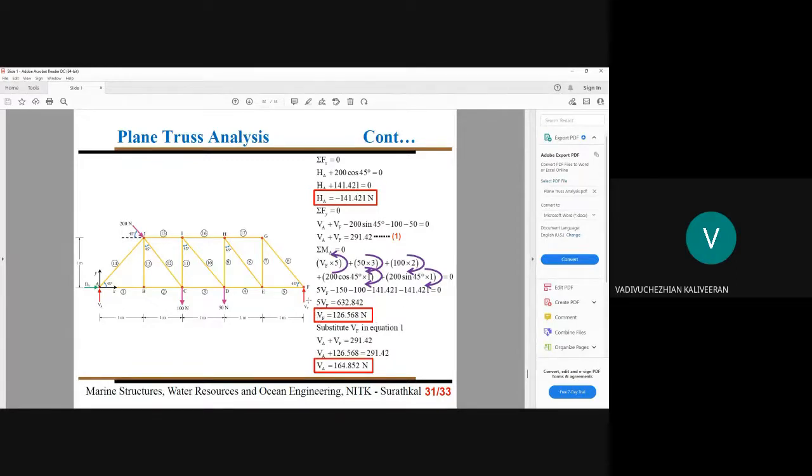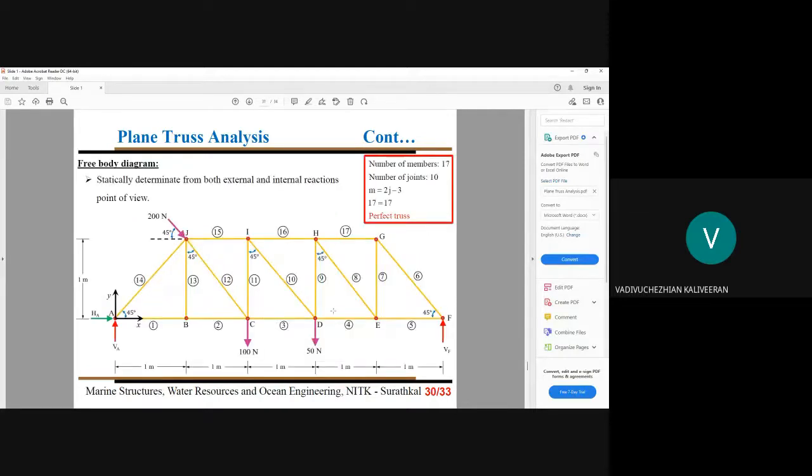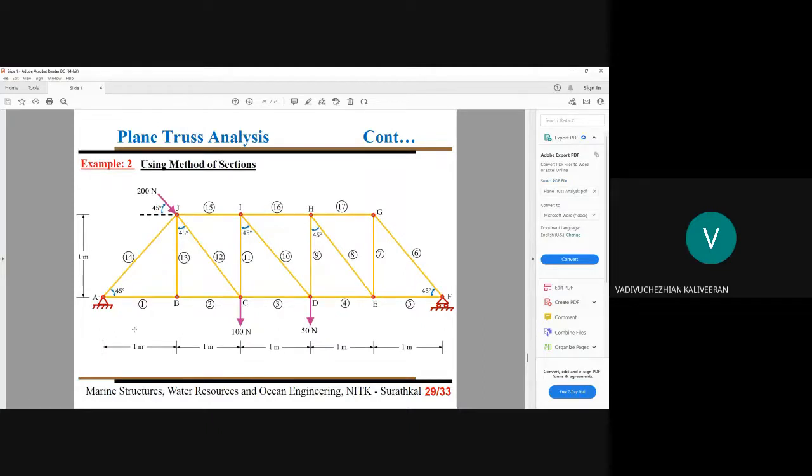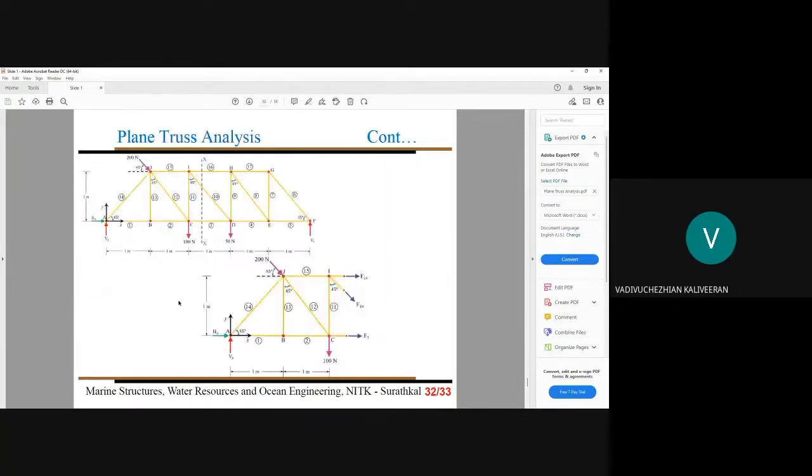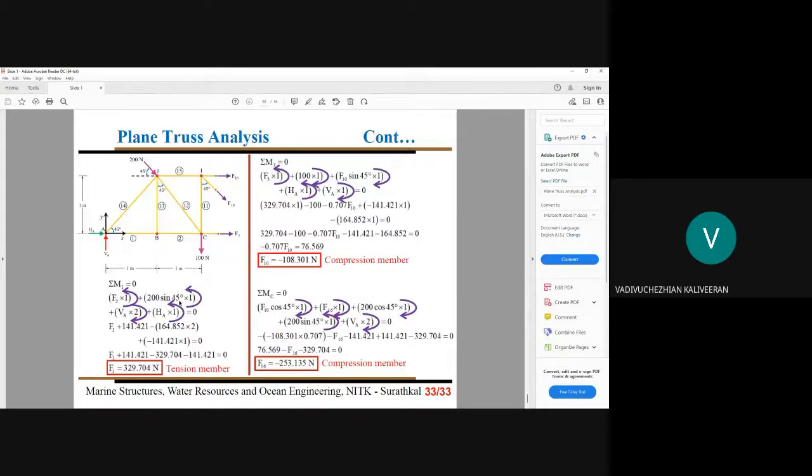When you know your VF, we directly substitute this in equation number 1 and we get our VA. This VA portion is very simple, the VF portion is also simple, and we have noted our HA. So when you see this, we have noted our support reactions, and now we can see which member we want. What is our interest? Which location are we trying to solve for?